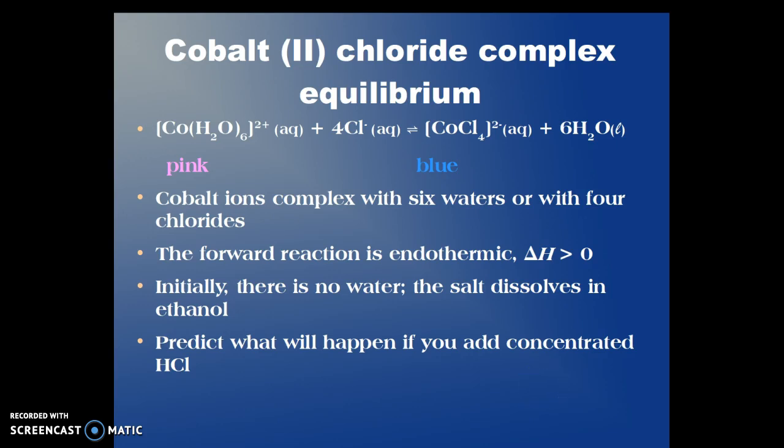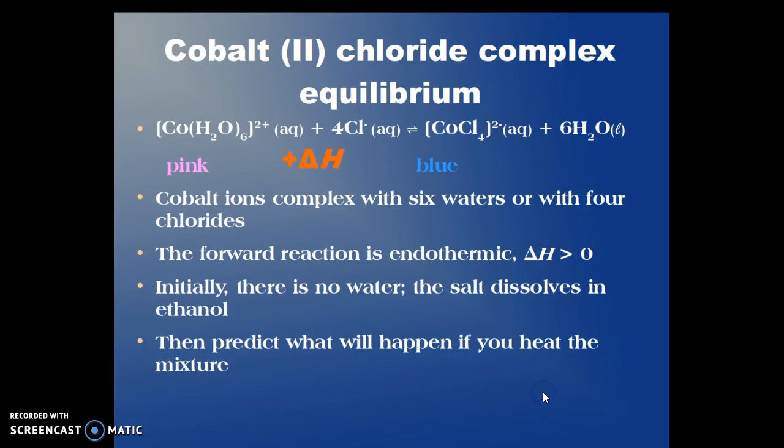Initially, you're going to start with the salt dissolved in pure ethanol. Well, it's 95%, but the other thing in there is methanol, so it's denatured. So you're going to predict, once you have that ethanol salt mixture, what will happen if you add concentrated hydrochloric acid. Then you'll predict what will happen when you add water. What you're predicting is what color will show. And then predict what will happen if you heat the mixture and then predict what will happen when you cool the mixture.